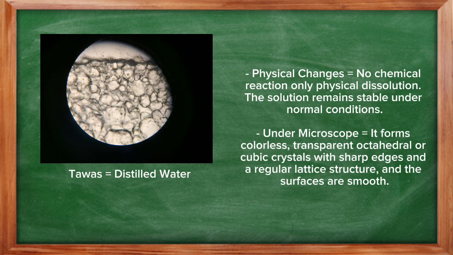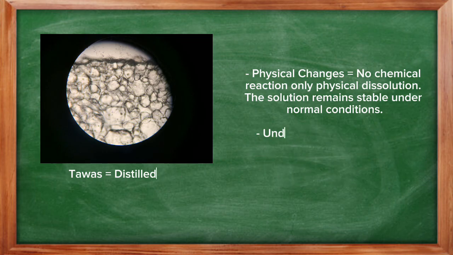Under the microscope, it forms colorless, transparent, octahedral or cubic crystals with sharp edges and irregular lattice structures, and the surfaces are smooth.